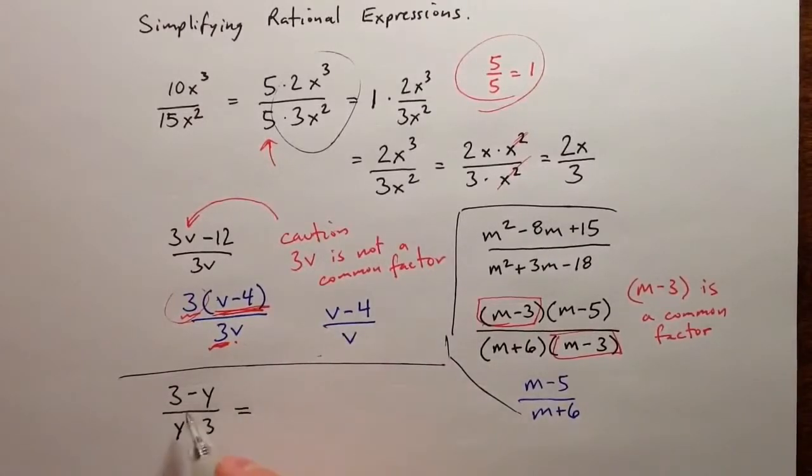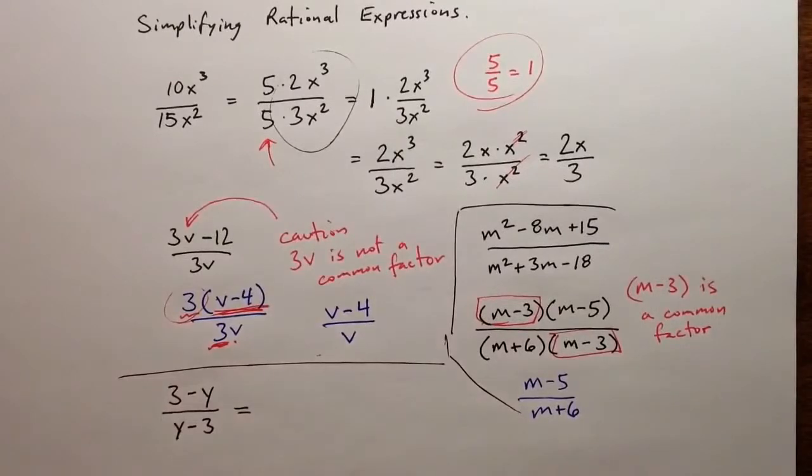So the difference here is that the number up top is not going to be exactly the same as the number on the bottom, but the number up top is going to be exactly the opposite of the number on the bottom for any value of y except for y equals 3. Again, we can't plug in values that make the denominator equal to 0.